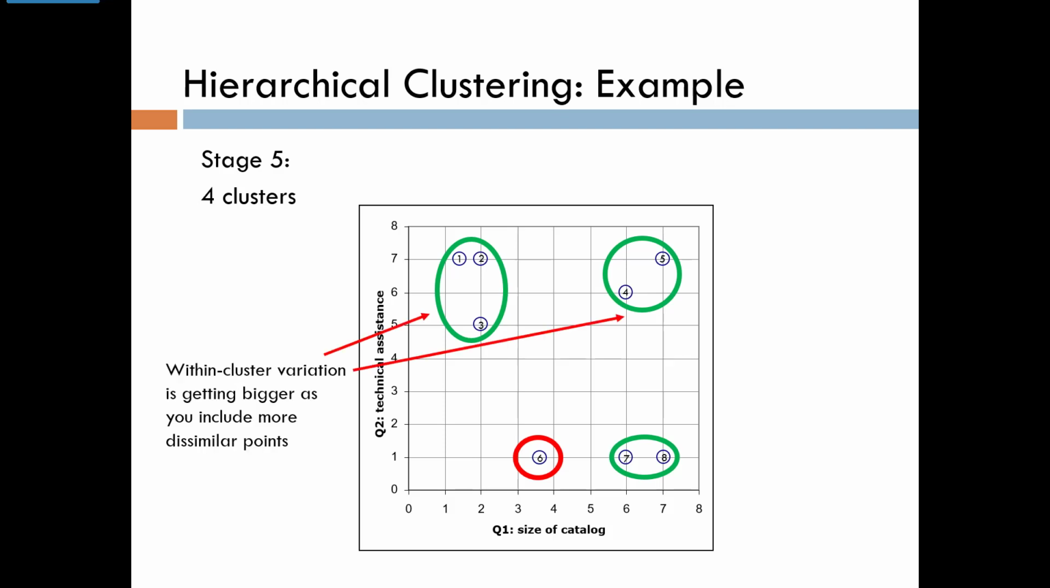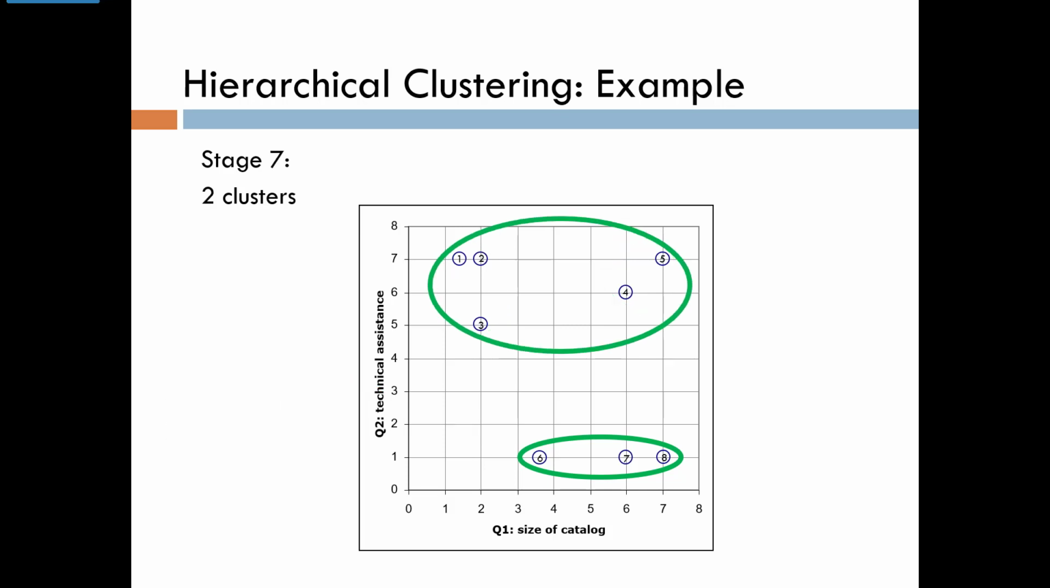Notice that within cluster variation is getting bigger as we include more dissimilar points. Stage 6, 3 clusters. Within cluster variation keeps getting bigger. This is the opposite of what we saw with k-means clustering, when we added one cluster at a time and the variation kept getting smaller. Here we are reducing the number of clusters, so the variation is getting bigger. Stage 7, 2 clusters. Notice that going from 3 to 2 clusters increases the variation by a large amount, so 3 might be the optimal number.